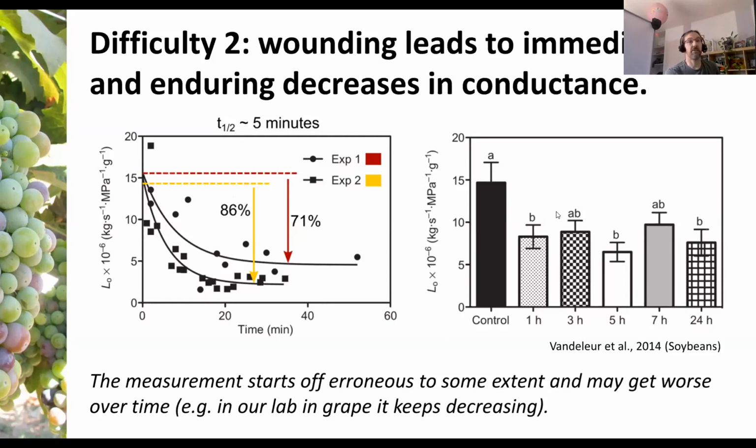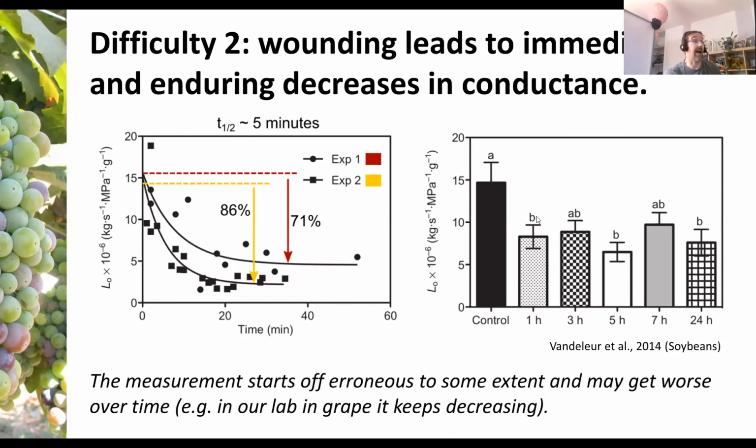On the right, they did something that was cool. They also said, okay, this is the first hour, right? And we get these declines on the left, the first hour. But what happens if we wait 1 hour, 3 hours, 5 hours, 7 hours, 24 hours? This is the graph on the right. And what they saw was in soybeans that this stays very stable.